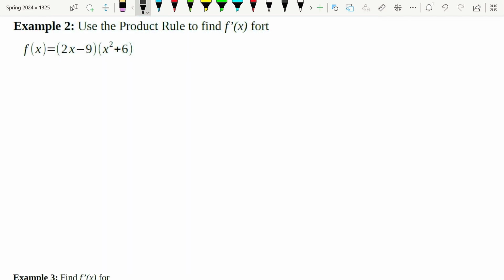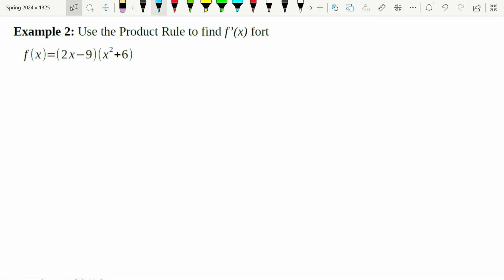Now let's look at this next one here. It says use the product rule to find f prime of x. So if you want to give this a try on your own, you may want to pause the video here. See if you can use the product rule to find the derivative of this one using first and second.